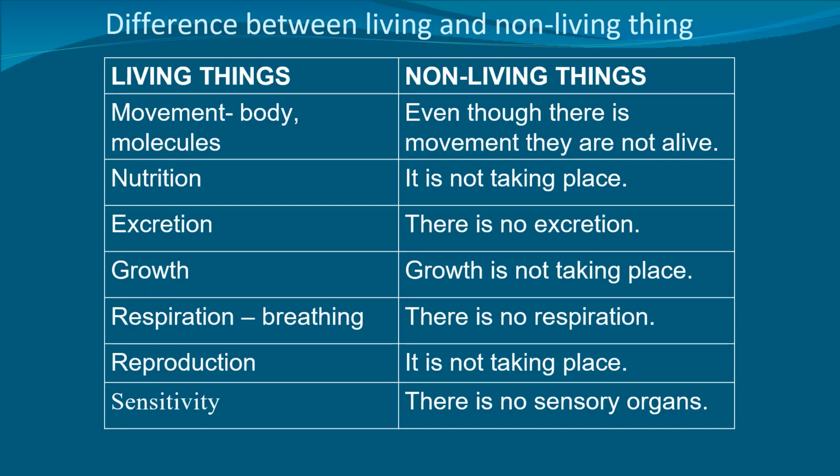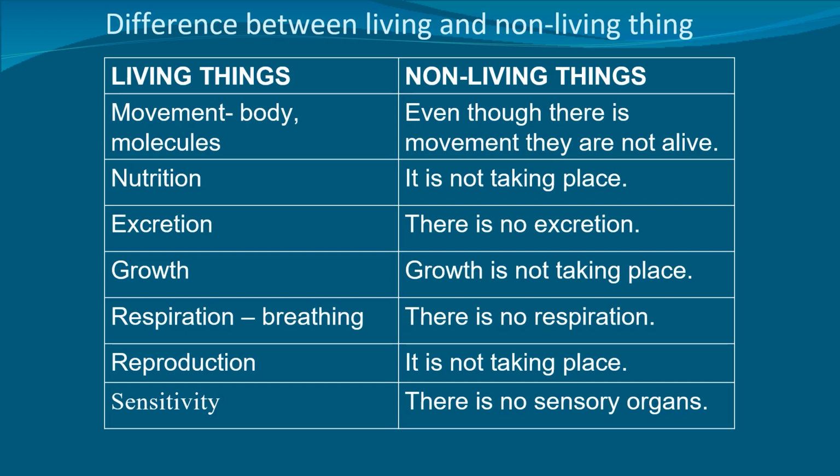So these characteristics which are enlisted in the table will help you understand the difference between a living and a non-living thing. For example, the rock that would be in front of you would not show any movement, whether it is of the body of the object, that is rock, or at the molecular level. There would be no nutrition taking place in the rock. There would be no excretion, growth, respiration, reproduction, or sensitivity.